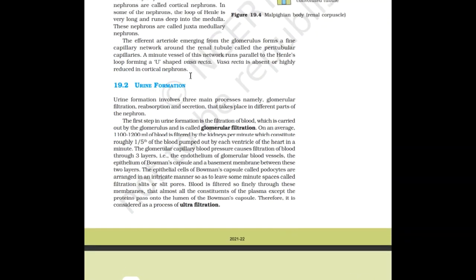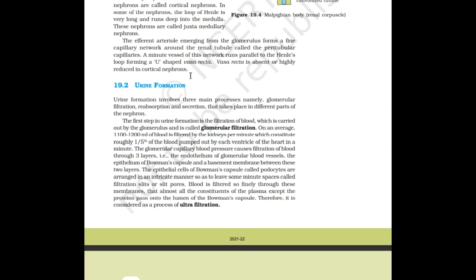Urine formation involves three main processes, namely glomerular filtration, reabsorption, and secretion, that take place in different parts of the nephron. The first step in urine formation is the filtration of blood, which is carried out by the glomerulus and is called glomerular filtration. On an average, 1100 to 1200 ml of blood is filtered by the kidneys per minute, which constitutes roughly 1/5 of the blood pumped out by each ventricle of the heart in a minute.